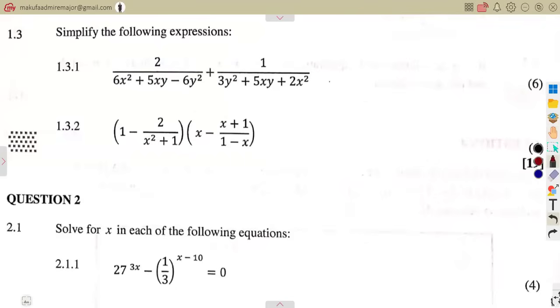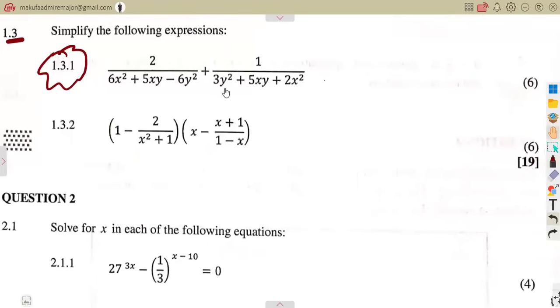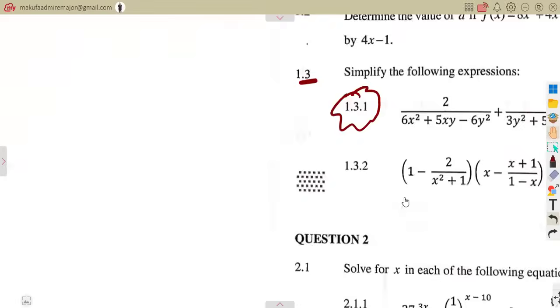So if you are not obtaining the remainder of 1 over 4, it means it is wrong. Okay. On 1.3, simplify the following expressions. 1.31, we're given this, and that is 6 marks. Simplify this whole expression. Okay, let's see how we're supposed to attempt this typical question.